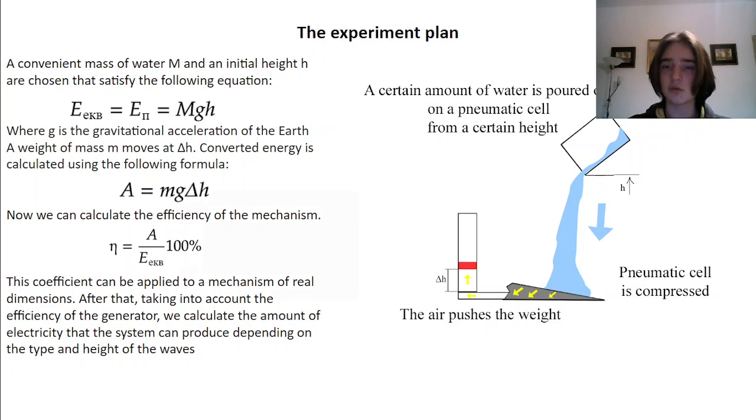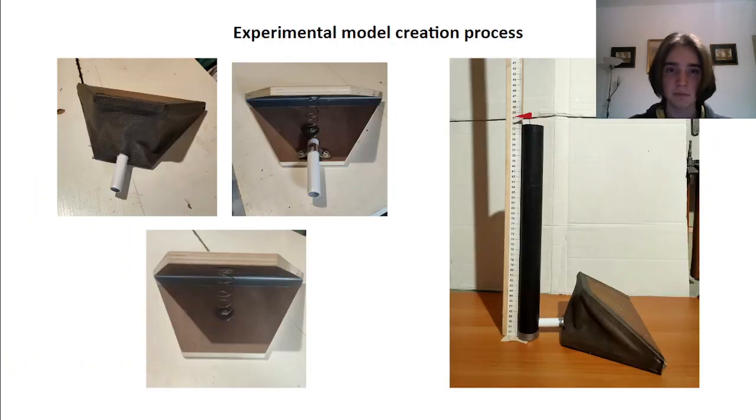Then a certain amount of water is poured onto the pneumatic cell. The pneumatic cell is compressed, and the air pushes the weight. Really simple. Then the weight of mass m moves by delta h. The converted energy is calculated using the following formula, and now we can calculate the efficiency of the mechanism. This coefficient can be applied to a mechanism of real dimensions. After that, taking into account the efficiency of the generator, we calculate the amount of electricity that the system can produce depending on the type and height of the wave.